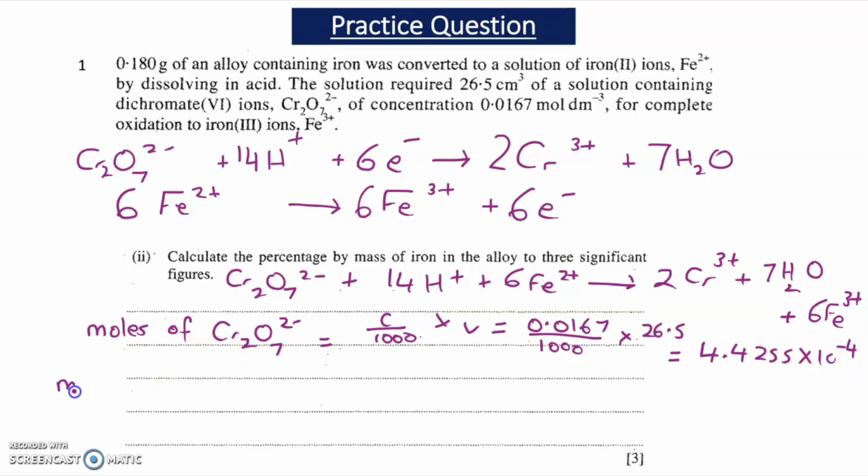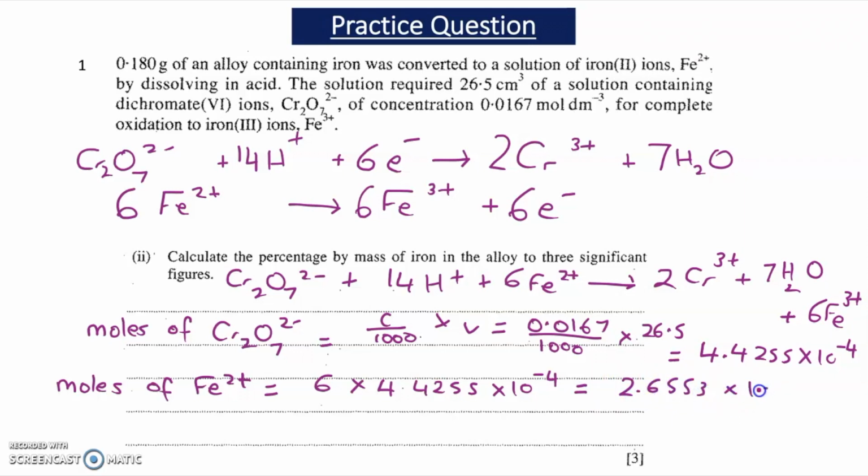So now that we know the moles of dichromate, to work out the moles of Fe2+, I simply just use the overall equation. And as it's a 1:6 ratio, I just times the moles of dichromate by 6. So it would be 6 times 4.4255 times 10 to the minus 4. So that would give me a moles of Fe2+ equal to 2.6553 times 10 to the minus 3.